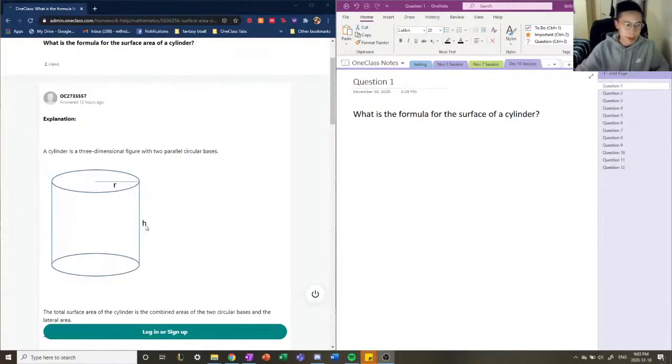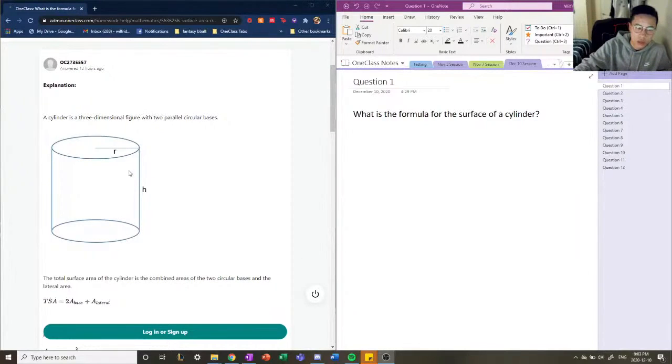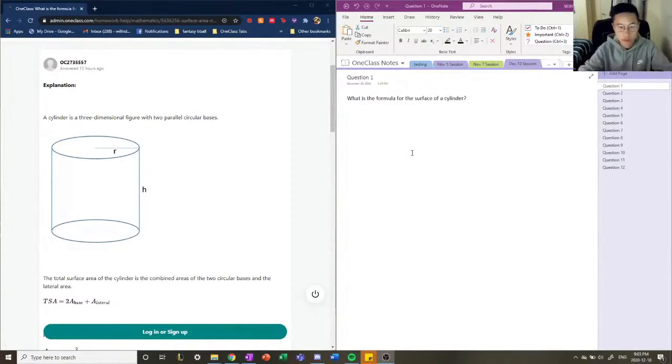So the surface area of a cylinder, if we think about it, is going to be the area of these two parallel circles, and then the area of this lateral surface that is wrapped around between these two parallel circles. Okay. So if we were to split it up, this is what it would look like.